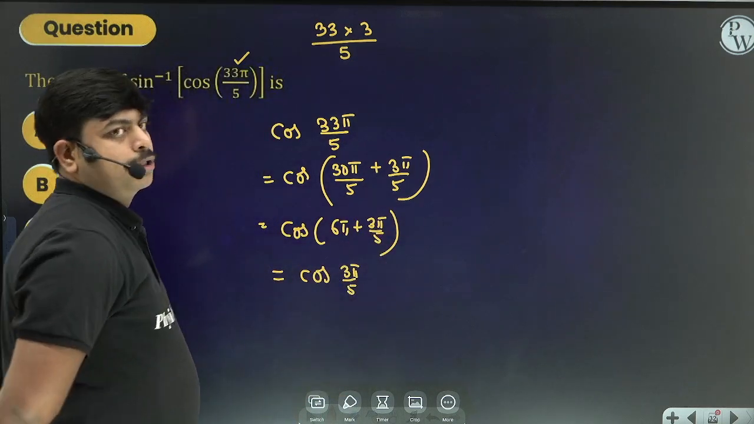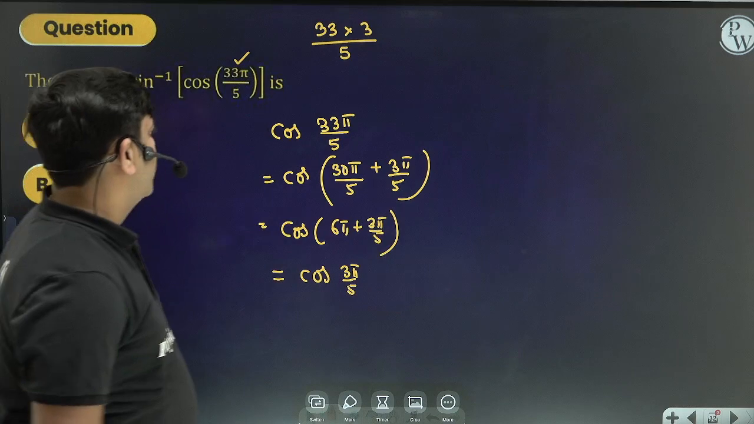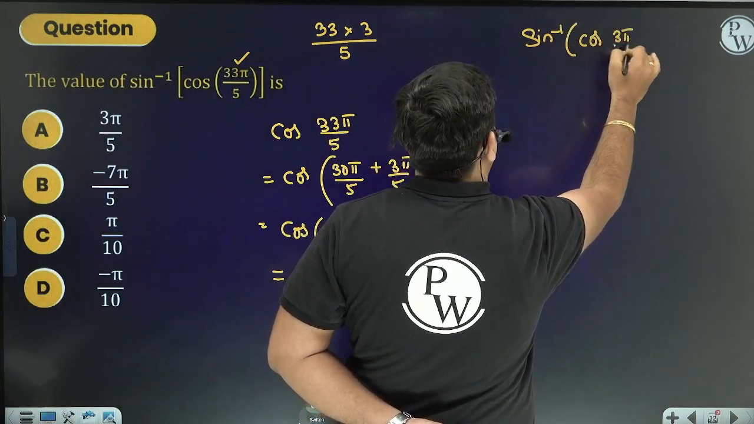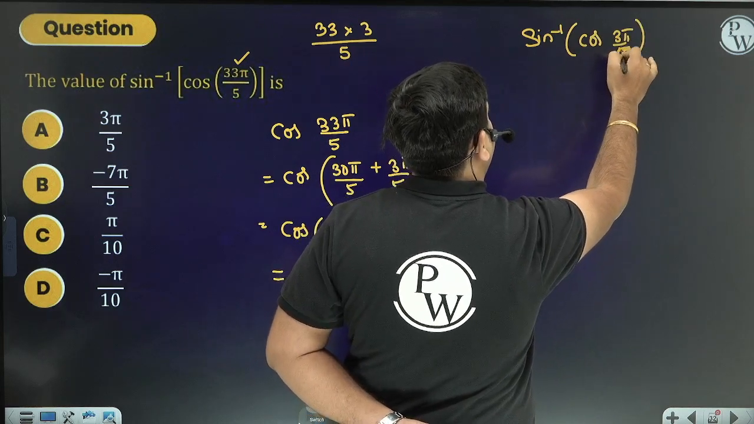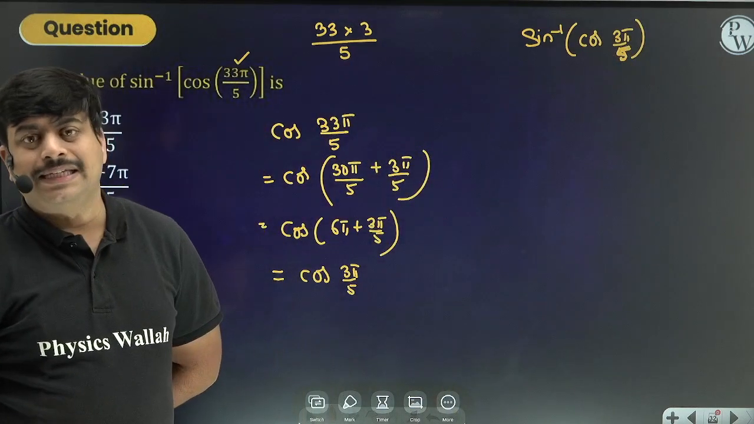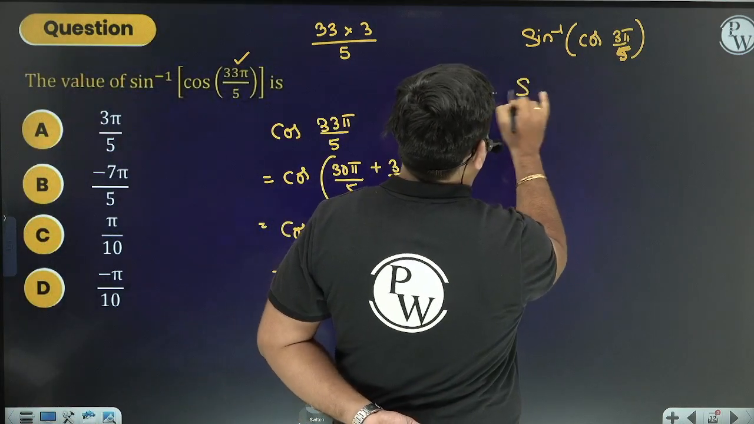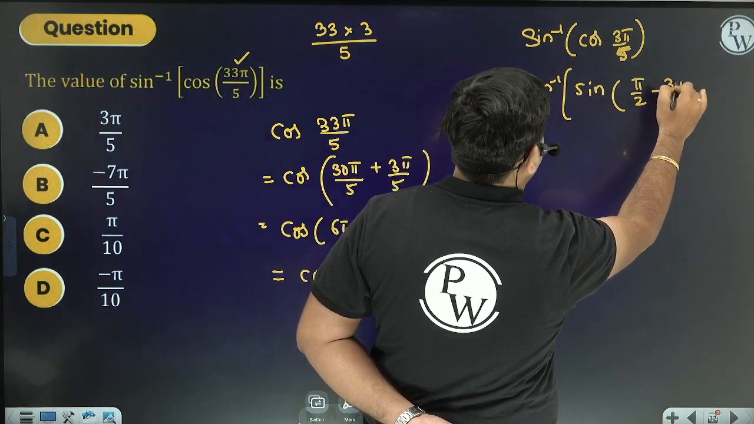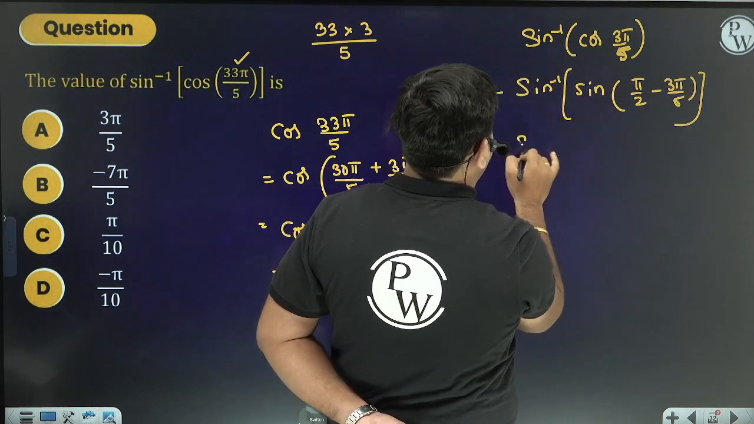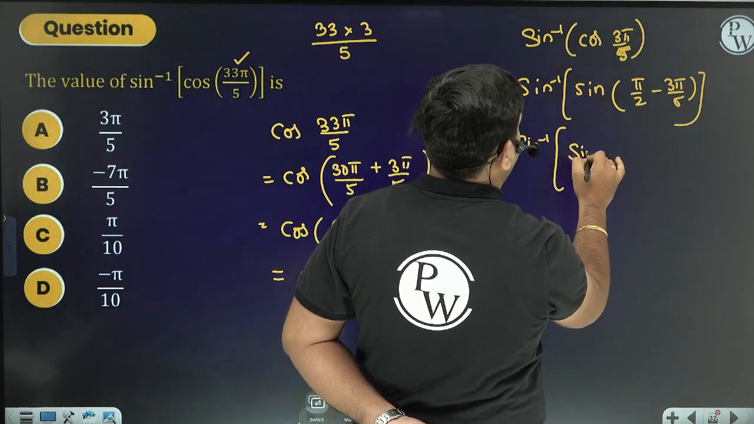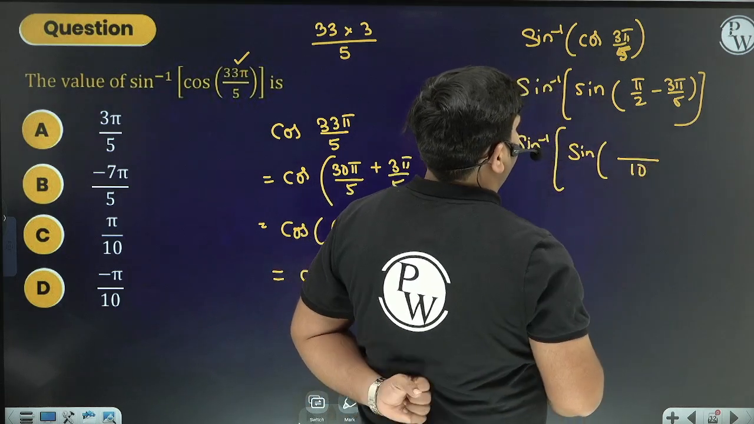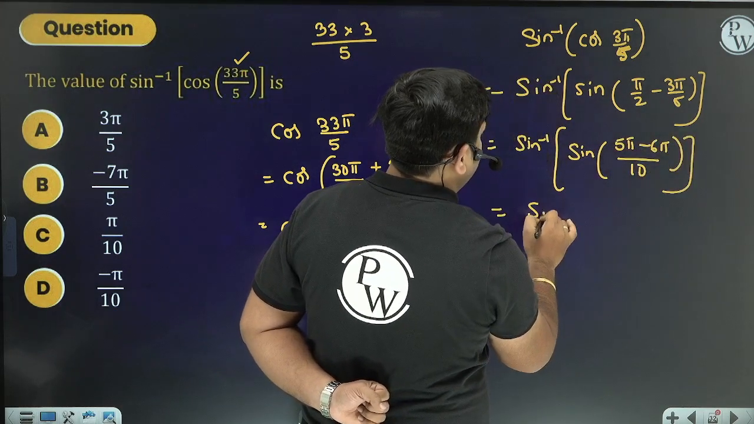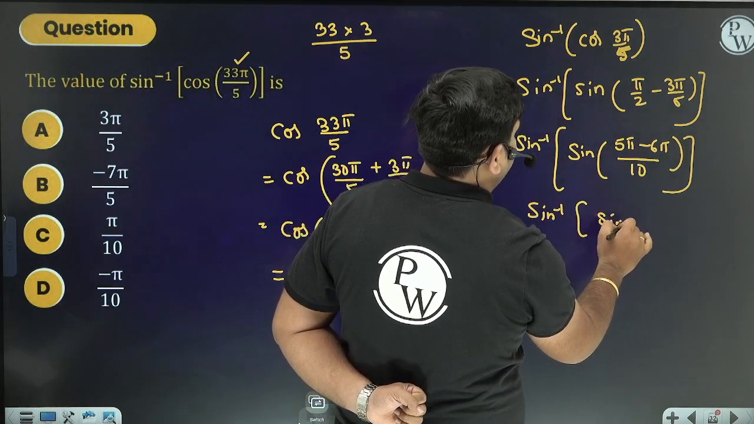Still we're not there. We need sine inverse of cos 3 pi by 5. And you know cos theta is sine of 90 minus theta, right? So that will give you sine inverse of sine of 90, 90 means pi by 2, pi by 2 minus 3 pi by 5. The LCM will be 10, so 5 minus 6. So this becomes 5 pi minus 6 pi by 10. So that will give you sine inverse of sine of minus pi by 10.